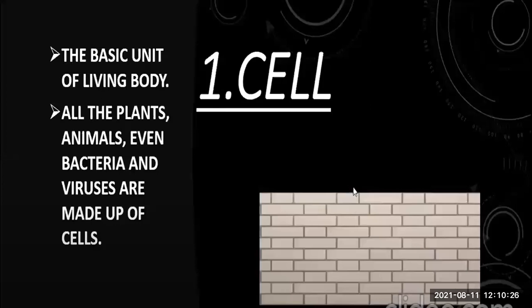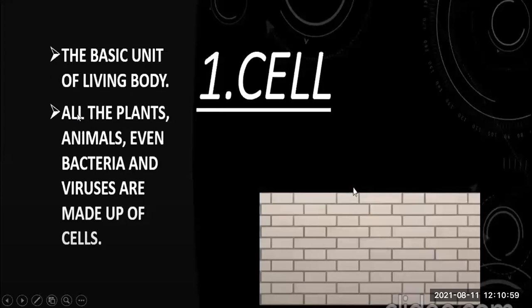And you must know this on your fingertip, that the basic unit of living body is cell. Our liver, our kidneys, our lungs, our stomach, each and every part of our body is made of cells. Is that clear, guys? Each and everything is made of cells. So point number one should be clear to you, that all the living things are made up of cells.